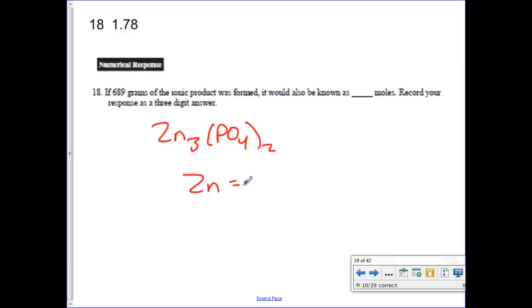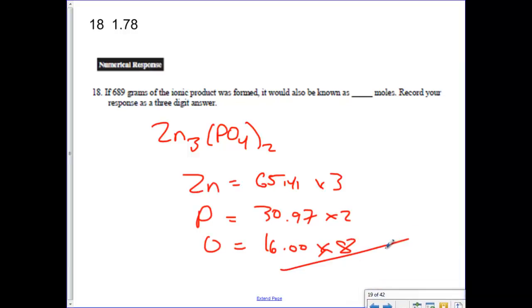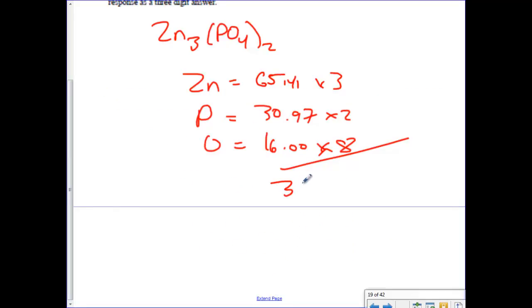So we're going to need zinc, which is 65.41. You'll need 3 of those. You'll need phosphorus, which is 30.97. You'll want 2 of those. And oxygen is 16, and you'll want 8 of those guys. So, I have this number somewhere. This guy's molar mass should be 386.17 grams per mole.